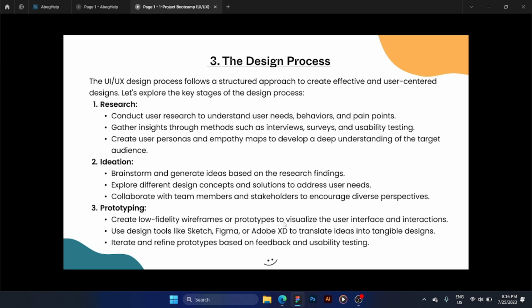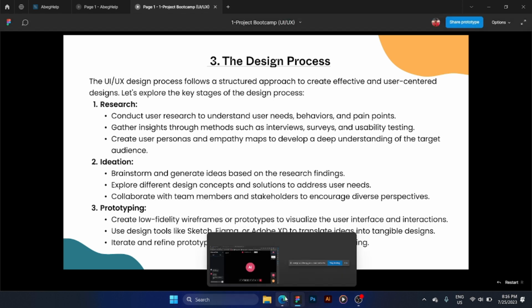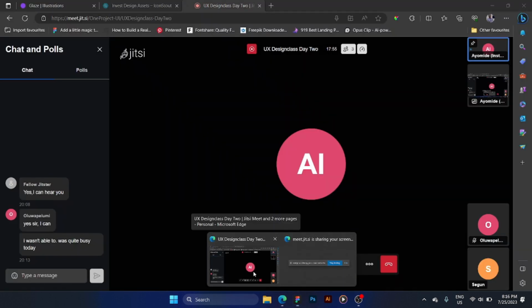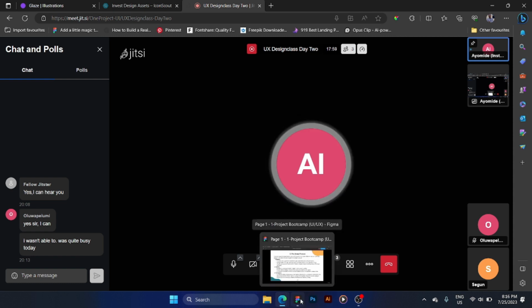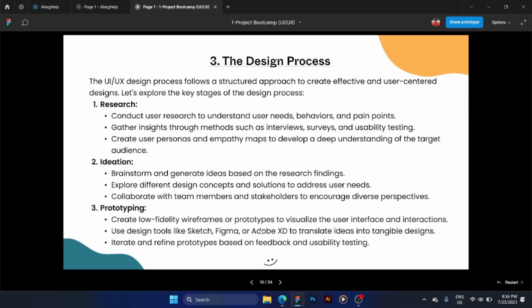And so today, like I said, we're going to be looking at the design process. So let's move to the design process.